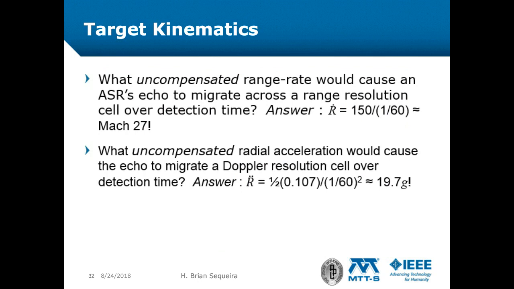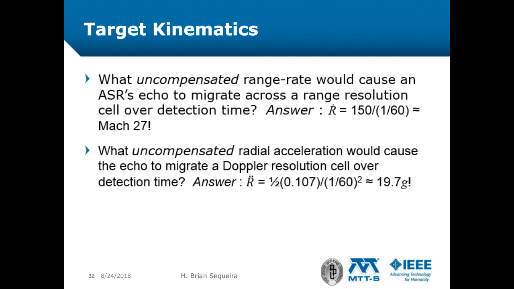Target kinematics can be a determining factor in constraining the available integration time. While it is not the case in this example of the ASR radar, it could be. For example, if we had, instead of a range resolution of 150 meters, a range resolution of 1 meter, then the uncompensated range rate would be like Mach 0.18, which is well within the span of range rates encountered in aviation. And similar considerations apply to the case of radial acceleration as well.